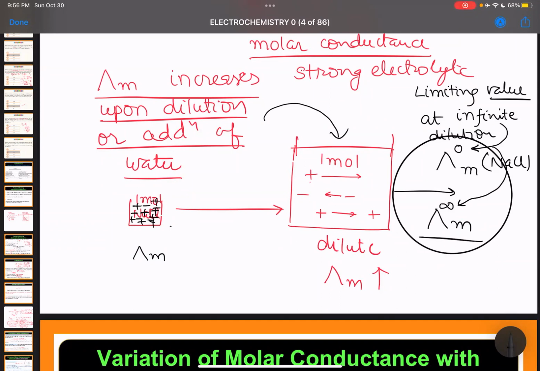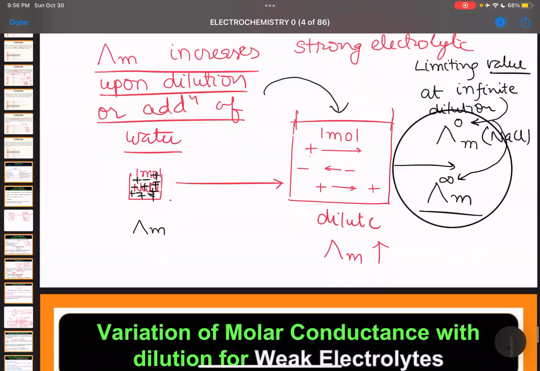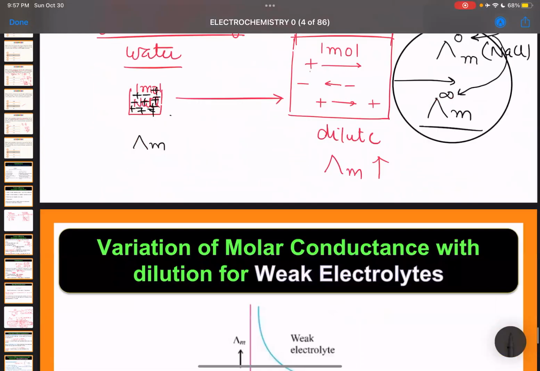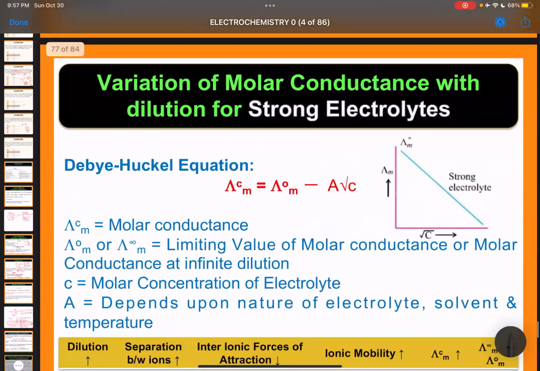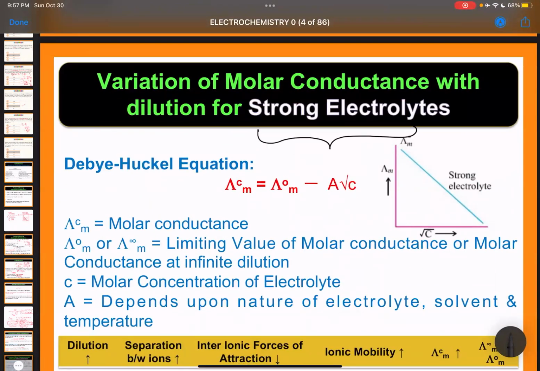Now the thing is, how are we going to calculate it? Its calculation actually depends upon two things: whether you are talking about strong electrolytes like NaCl, potassium chloride, NaOH, HCl. So that is a strong electrolyte.